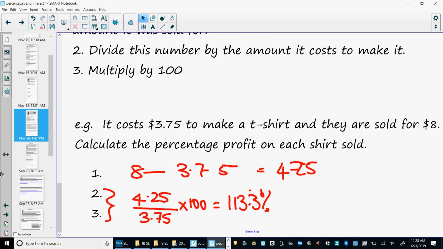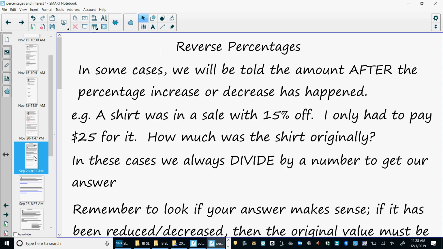I want to fly through a few more of these notes because, as I say, you have done these previously, so we need to just practice them. The thing when it comes to practicing percentages is just to make sure that you're understanding which one of these you're doing. And the only way you're going to do that is by actually learning them all and then being launched into lots of different questions.